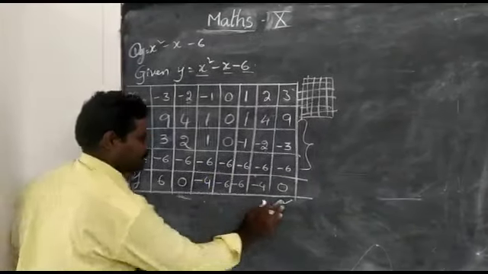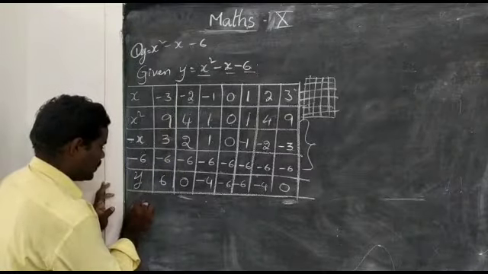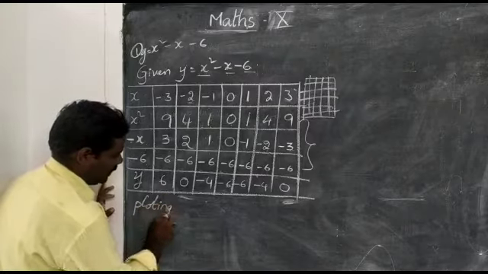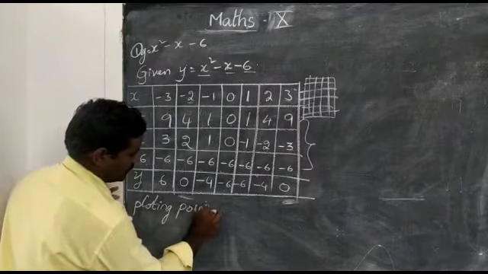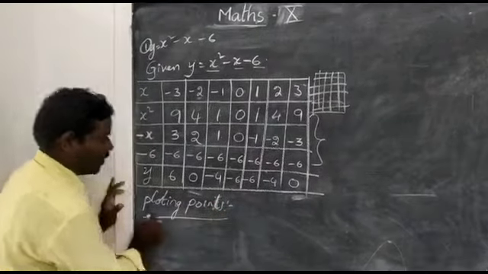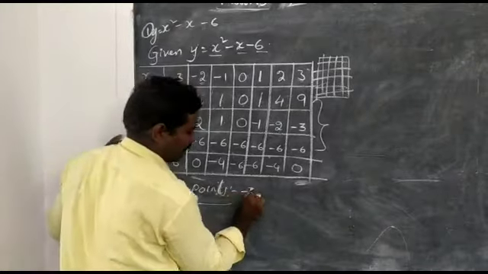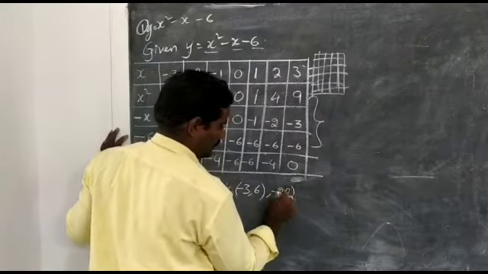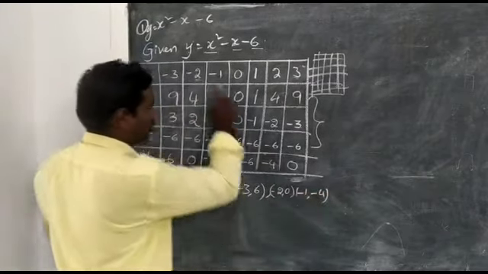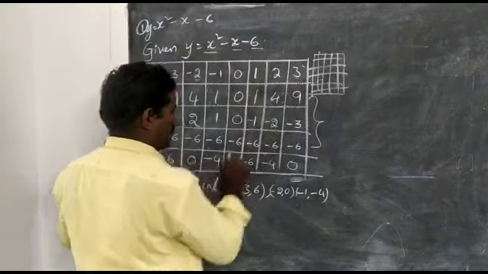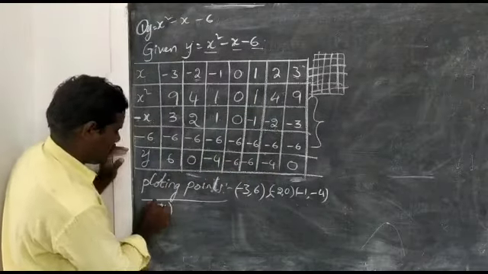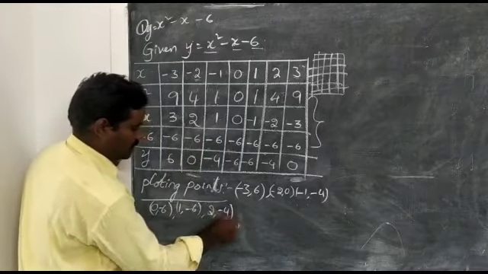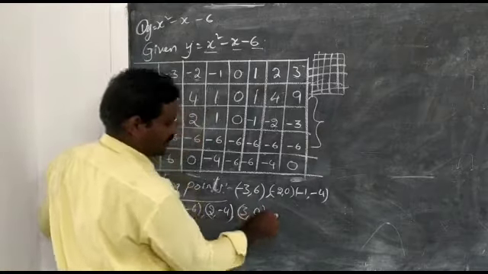Now write some points here. Plotting points. What are the plotting points? Minus 3 comma 6, minus 2 comma 0, minus 1 comma minus 4, 0 comma minus 6, 1 comma minus 6, 2 comma minus 4, 3 comma 0. These are the plotting points.